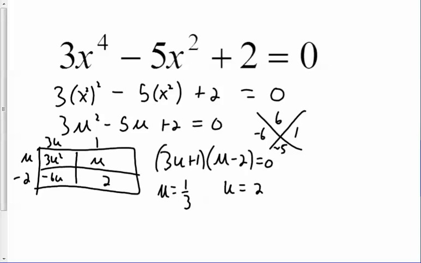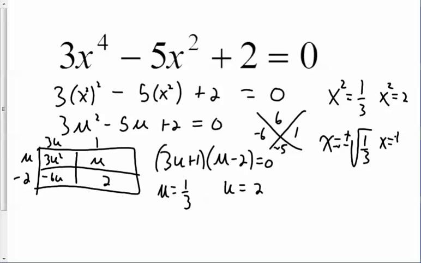But what's u? u is x squared. So when you replace that, now you have x squared equals 1/3, and x squared equals 2. So x is equal to plus or minus the square root of 1/3, and x is equal to plus or minus the square root of 2. Okay?